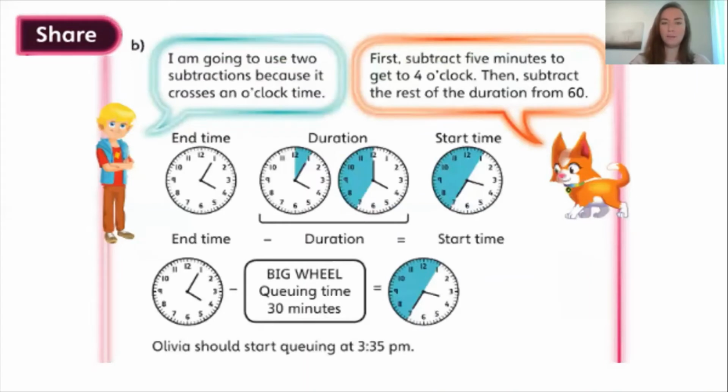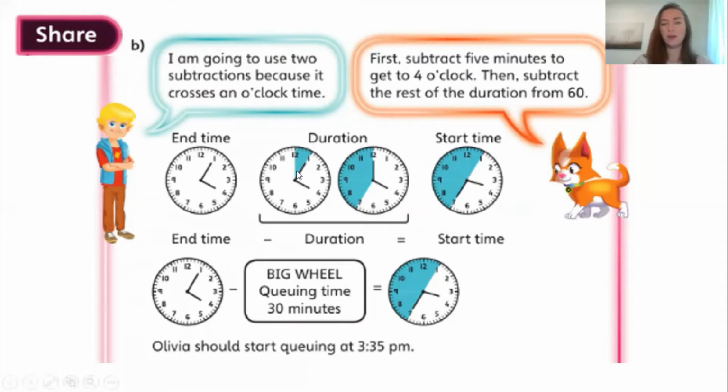In part B, we knew the end time, the time that Olivia wanted to get on the big wheel. We knew the duration, how long it was going to take her in the queue, but we didn't know the start time. That's what we had to work out. So because we know the end time and the duration, we're going to count backwards or subtract to work out the start time. So the end time was 4:05. The duration, the amount of time we have to take off, is 30 minutes.